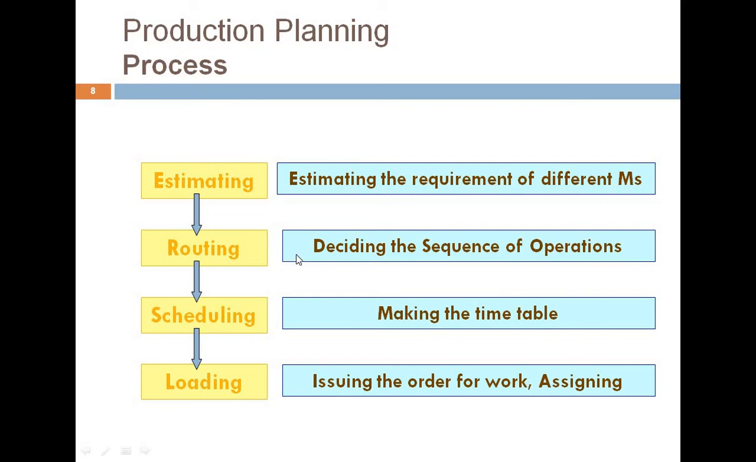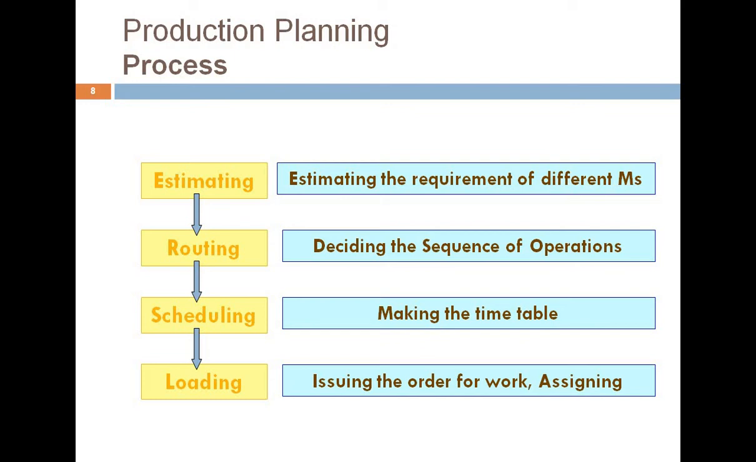Then routing, deciding the sequence of operations, which operation will come first, followed by which particular operation. Say for example, if we are a shirt manufacturing concern, washing of the cloth will be done first, then drying will be conducted in the second phase, then cutting of the raw piece of cloth, then stitching, then finally finishing, and then packing.